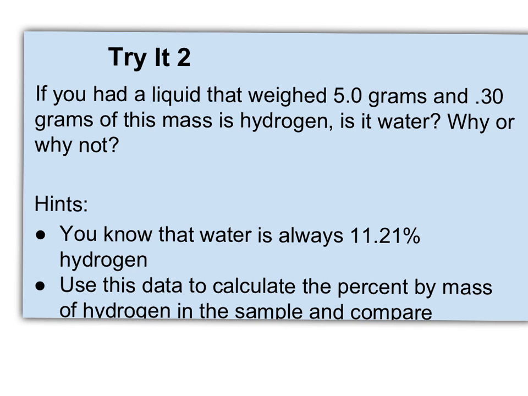So here's an example. If you had a liquid that weighed 5 grams and 0.3 grams of this mass is hydrogen, is it water? Why or why not? Well, remember, we know that water is always 11.21% hydrogen. That's what the law of definite proportions tells us. So I can use this data to calculate the percent by mass of hydrogen in this sample and compare it to this 11.21. So I'm going to do exactly that on this next slide.